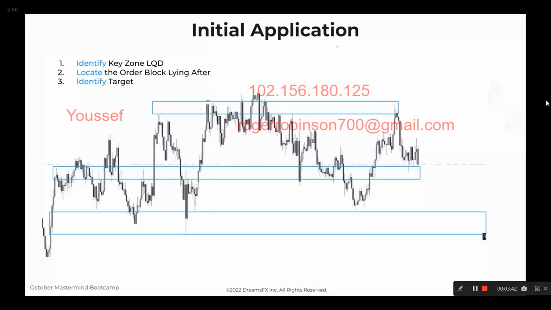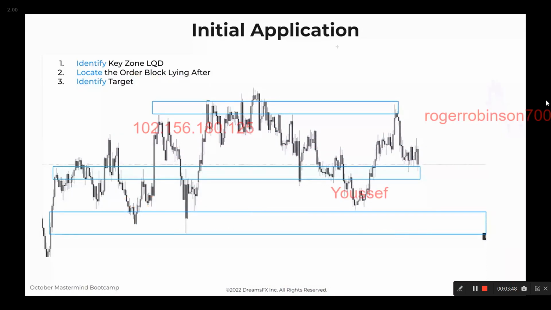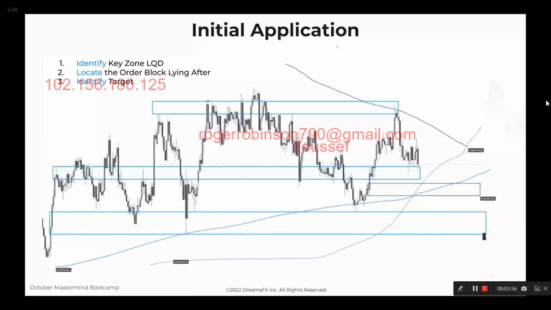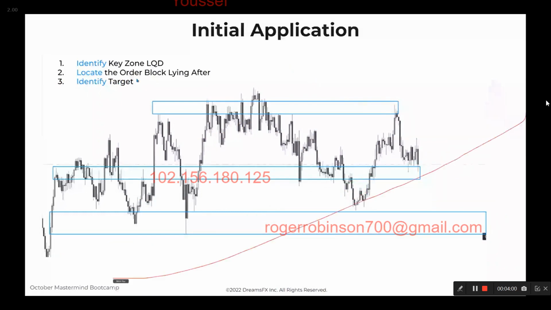So after you identify this, the next thing that we want to identify is specifically what? Identify the order block or blocks that are lying after the zone. So if I ask you guys this question, after you identify the key zone liquidity, where do you think we're trending at this moment in time, just based off of the limited information that you have? Are we going up or are we going down? Right? So what's the most obvious? I know it's not TradingView, but this is what's needed before we go to TradingView.